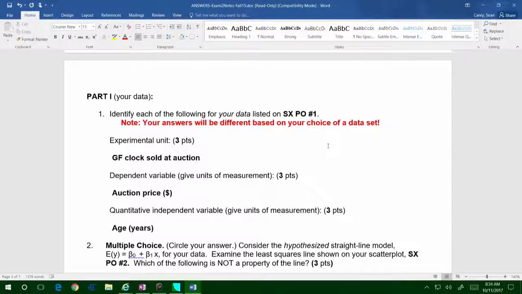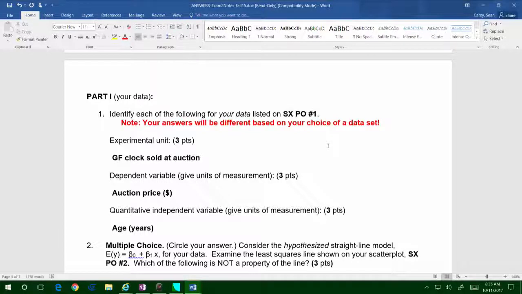So, experimental unit. Hey, you knew I was going to ask you this. I'll continue to ask it all throughout this whole semester because it's really important, especially when it comes time for you to collect your own data. If you don't know your experimental unit, you'll never be able to get your own data. Okay, here you've already had your data collected for you. So what is your experimental unit?